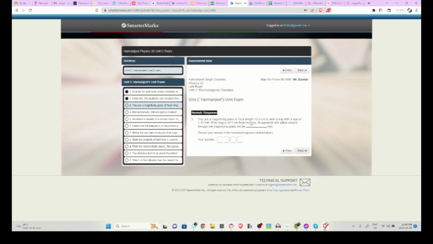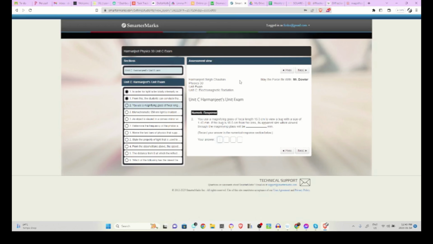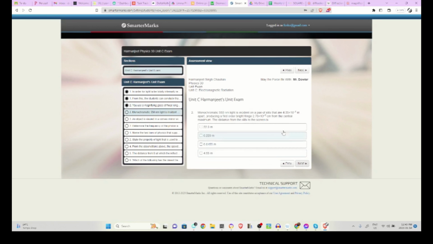You use a magnifying glass of focal length 15.3 centimeters to view a bug with a size of 1.45 millimeters. If the bug is 18.5 centimeters from the lens, its apparent size when viewed through the magnifying glass will be... This is identical algebra to the problem we had at the end of Jubin's test. We just have different numbers. I will leave it to you to try that on your own to make sure you understand how to get those numbers. But it comes out to 6.93 millimeters.